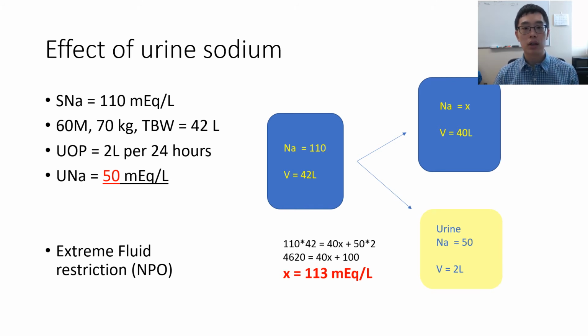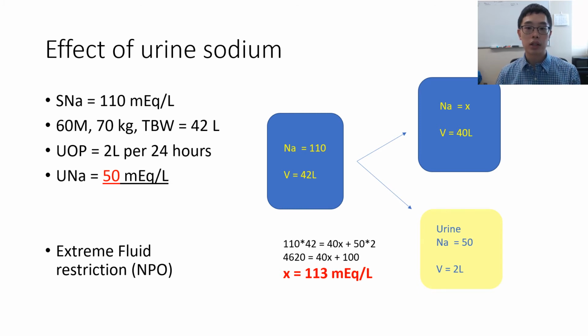And in the end, we are left with his final sodium X multiplied by 40 liters plus the 2 liters of urine that he produced that has a sodium concentration of 50 millimoles per liter. If we solve the equation for X, as we see here, we get that the patient's final serum sodium is 113 millimoles per liter, and that he's actually corrected from 110 to 113.